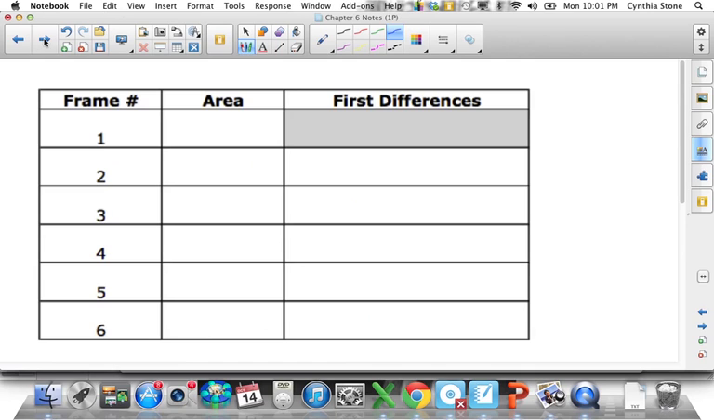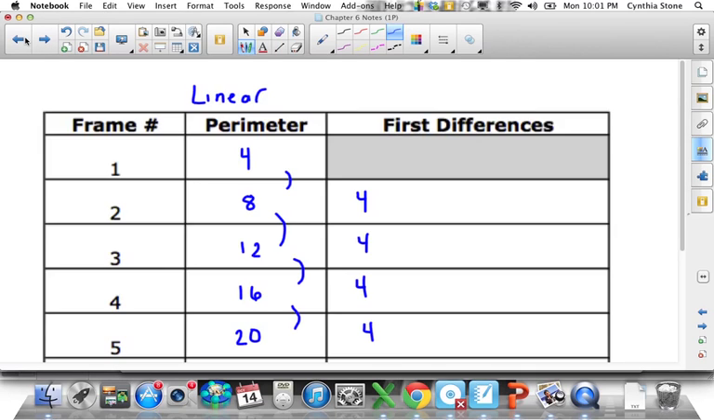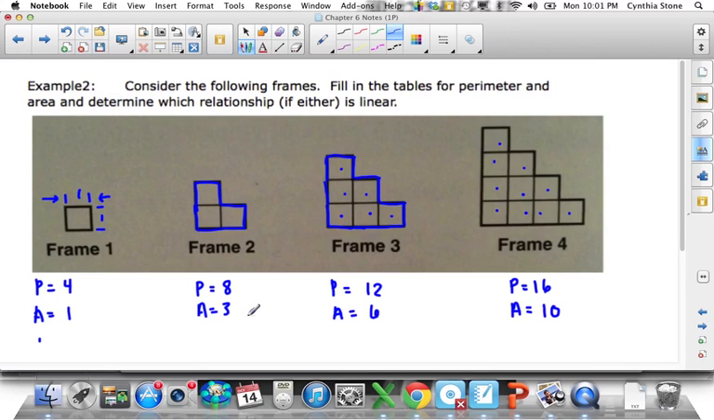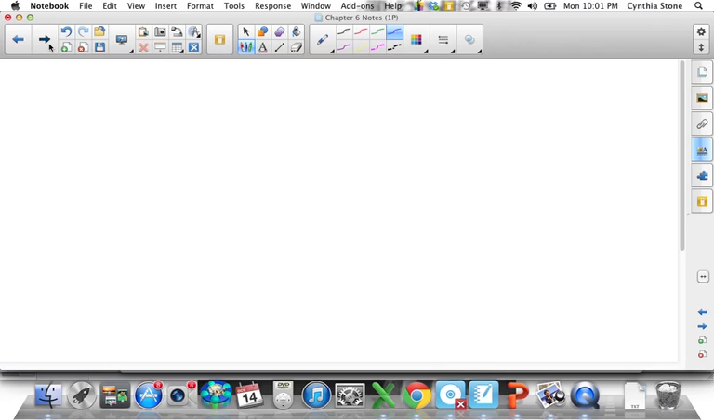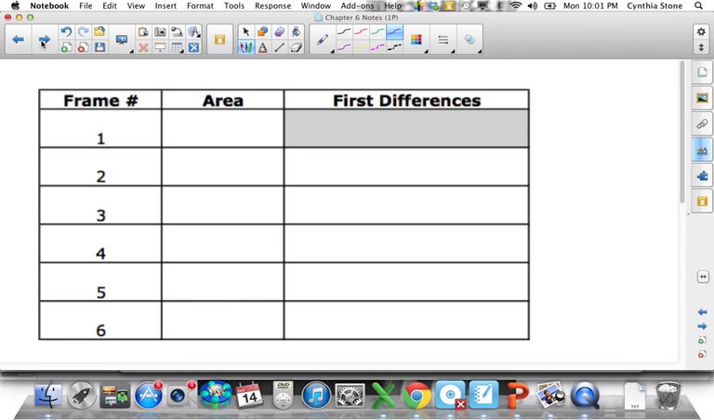And on the next one, area. So let's go back and get our data. Area is 1, 3, 6, 10. Let's write it in. 1, 3, 6, 10. Now, look at this. First difference is 2. First difference is 3. First difference is 4. So, not constant, not linear.